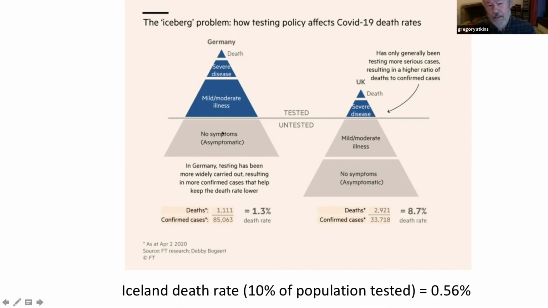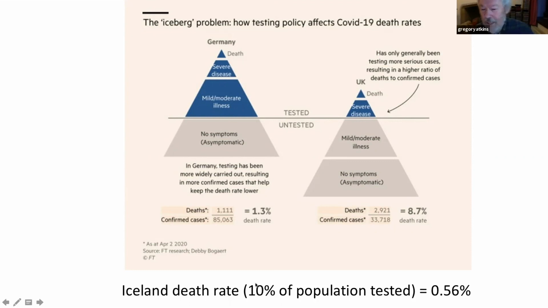In Germany, they did a track and trace testing. So they tested a lot of people that had only mild or moderate illness. And that's the reason they got a lower death rate. But they're still not testing people with no symptoms.